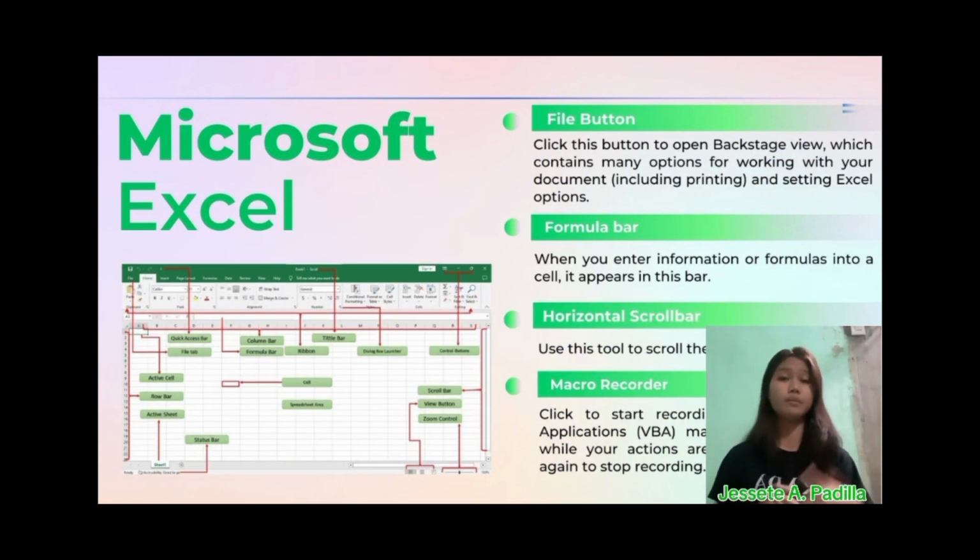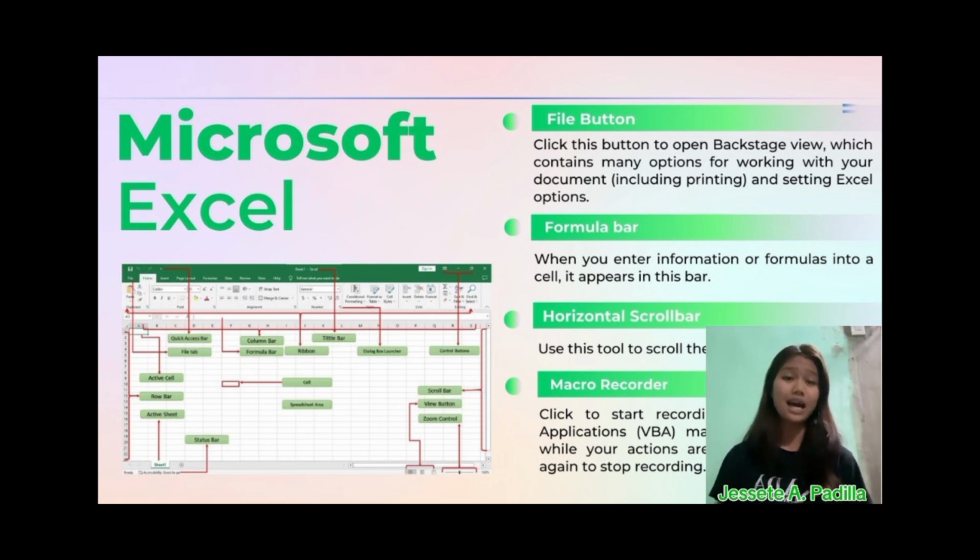Now is the file button. This file button or tab provides access to Backstage View, where you can manage files, open or save workbooks, print, and perform other file-related operations. The next one is the formula bar. This bar, positioned above the worksheet, allows you to view, enter, or edit the content of the active cell, including formulas.